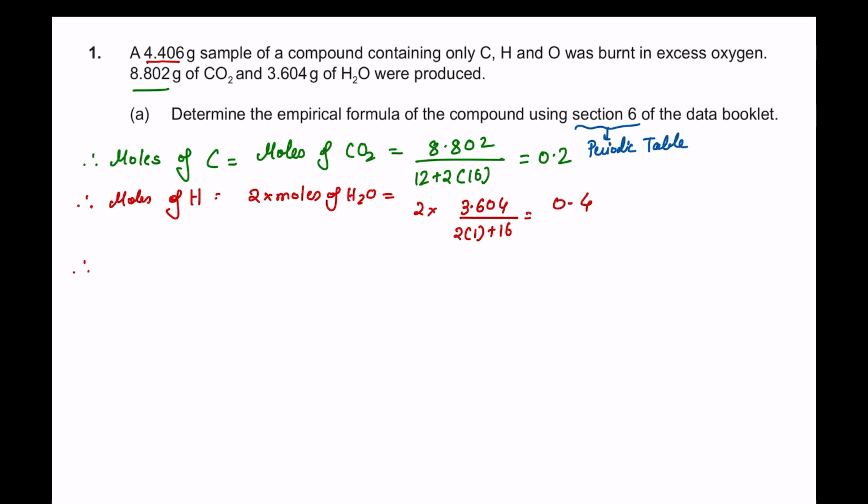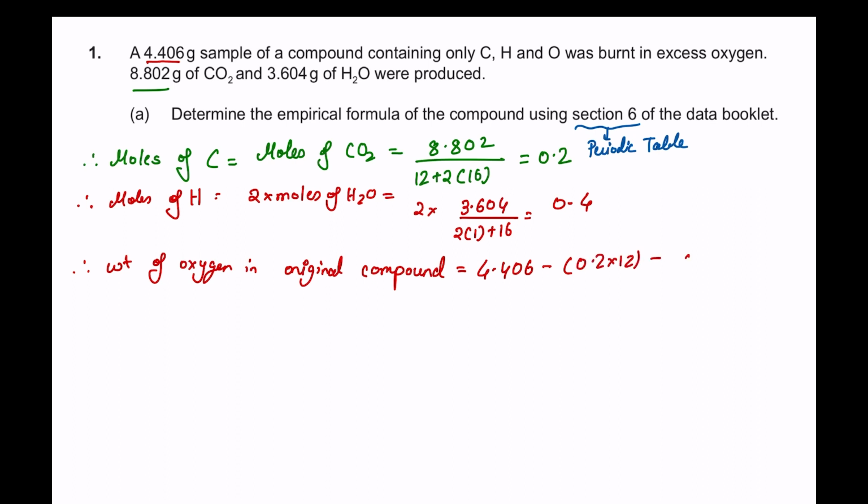Let's try to find out the weight of oxygen in the compound. This is the weight of oxygen in the original compound. It will be equal to the total weight minus the weight of carbon and hydrogen. So the total weight is 4.406 minus the weight of carbon, that is 0.2 times 12, minus the weight of hydrogen, that is 0.4 times 1. Upon simplification, we will get a value of 1.6. Now also let's try to find out the moles of oxygen. This would be the weight of oxygen divided by the molar mass, that is 0.1.